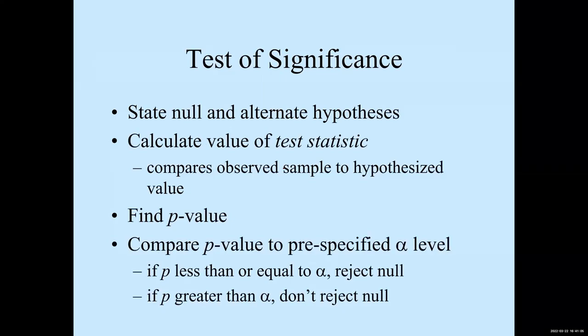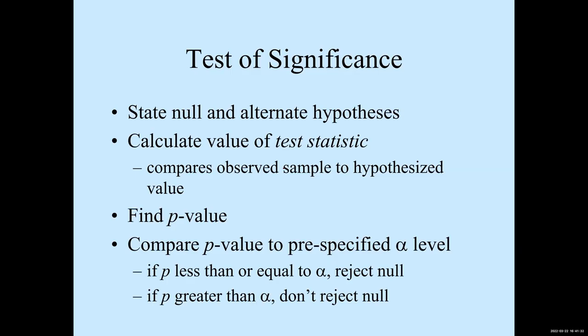So the steps that we're going to go through in order to do a significance test, and we're going to keep doing this for the whole rest of the semester, every different kind of test that we do. So we're going to march through a whole bunch of different kinds of tests. We're going to state a null and alternate hypothesis. We're going to calculate the value of a test statistic. And that test statistic is going to compare the observed sample to the hypothesized value. That's what it's going to do in every single different kind of test that we do.